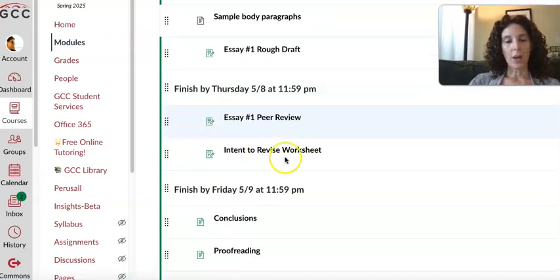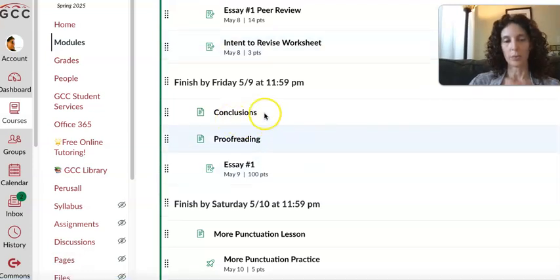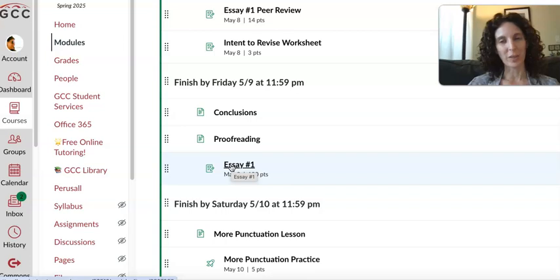And then in addition, you have your intent to revise worksheet. That's for your diagnostic essay. And you have some readings about conclusions and proofreading. Friday, essay number 1 is due. Okay, but by then you will already have written a rough draft. You've gotten peer review feedback.